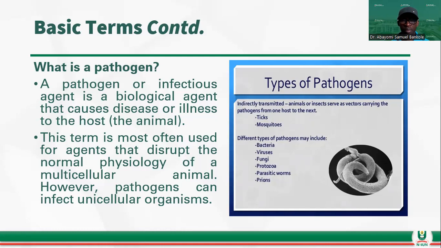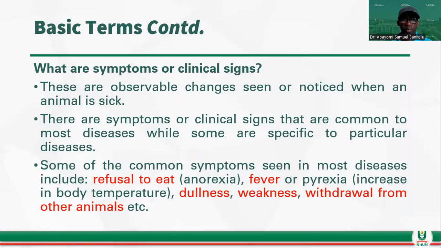And if you look at the box on your right-hand side of the screen, you'll see types of pathogen there. Examples include ticks, mosquito, and of course there are different types of pathogen, which include bacteria, viruses, fungi, protozoa, parasitic worms, and prions, and so on and so forth.